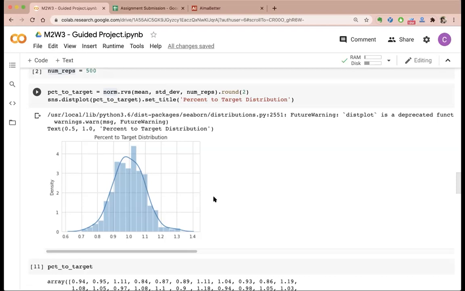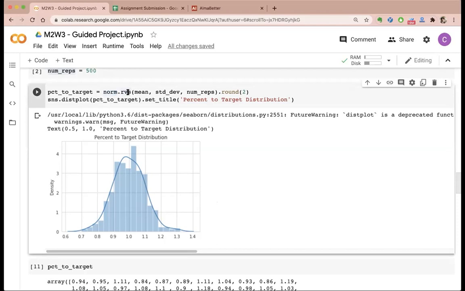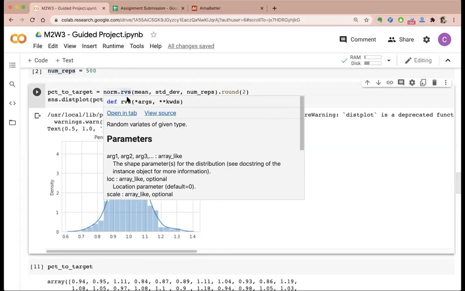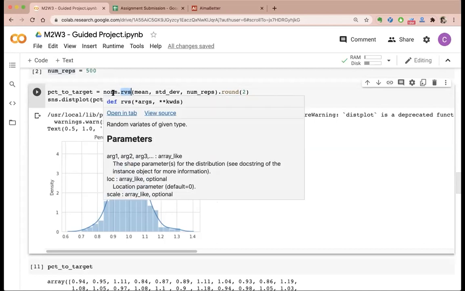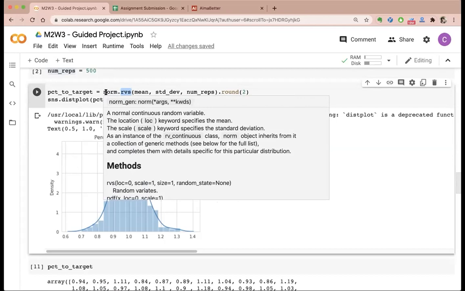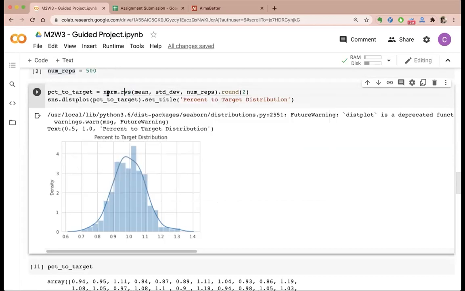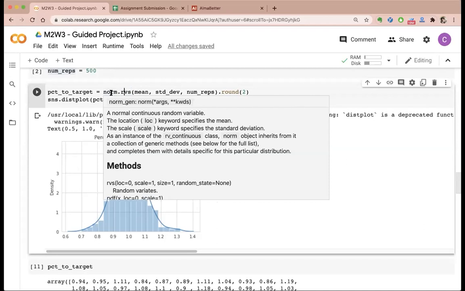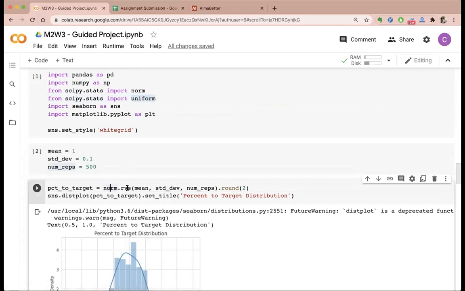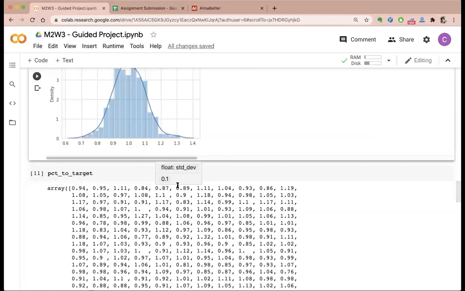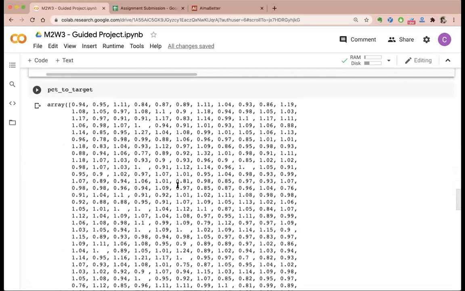I'm just saying norm.rvs is what you are restricted from. You can use any other norm dot function that you have studied over this week. So norm.rvs is restricted, you cannot directly generate random variables from norm, but you are free to use other methods on norm. So use norm and uniform together, but not directly this rvs.